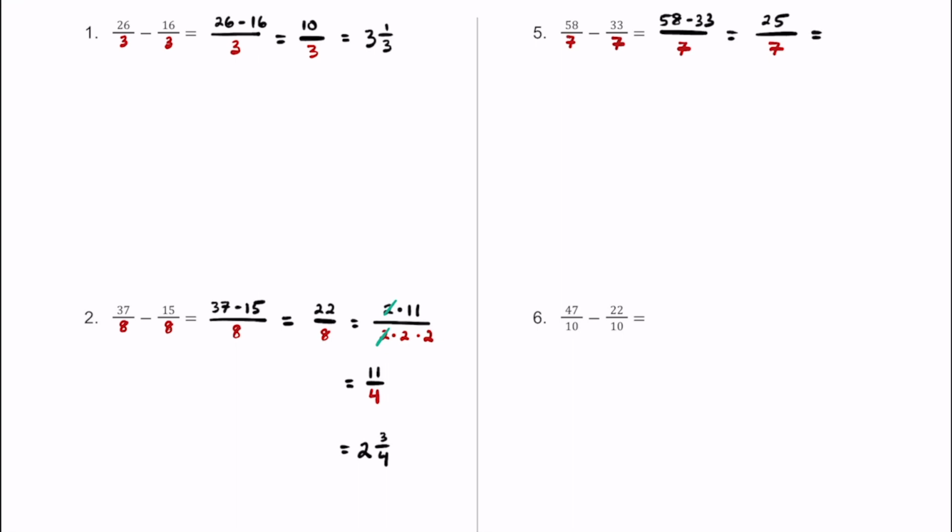Or you can say, as a mixed number, 7 goes into 25 3 times, because 3 times 7 is 21, which is 4 away from 25, so we're going to say it's going to be 4/7. That's going to be the remaining part there as a mixed number.